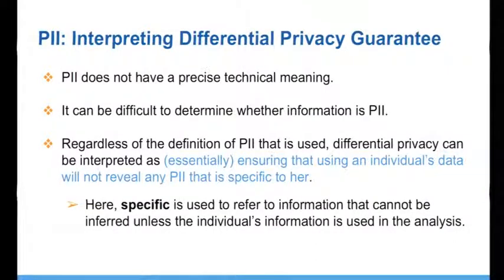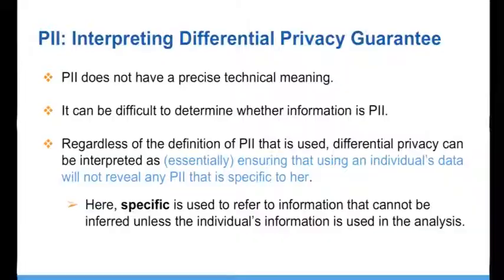The use of the term PII creates challenges for the implementation of formal privacy models like differential privacy because it does not have a precise technical meaning, and in fact, interpretations can vary quite widely. As a result, it can be difficult to determine whether information is PII or may become PII in the future. Regardless of the definition of PII that is used, differential privacy can be interpreted as essentially ensuring that using an individual's data will not reveal any PII that is specific to her, where the word specific is used to refer to information that cannot be inferred unless the individual's information is used in the analysis.